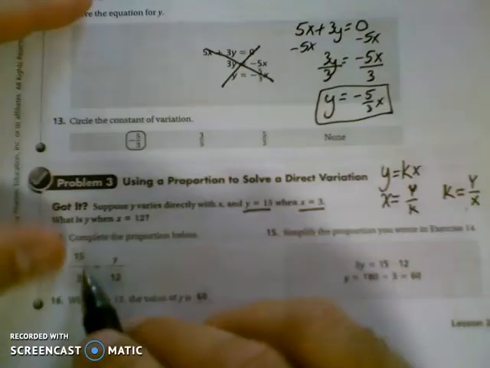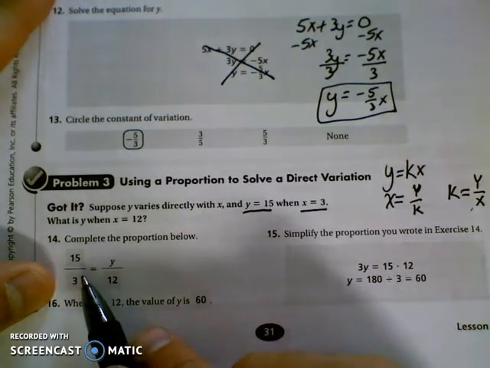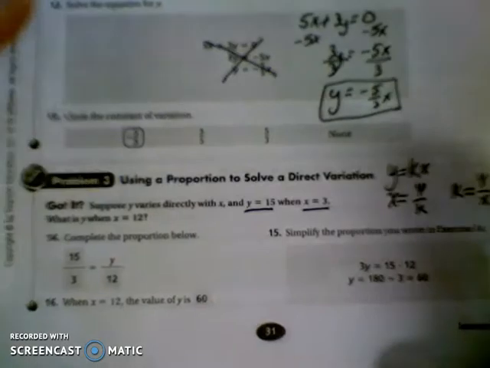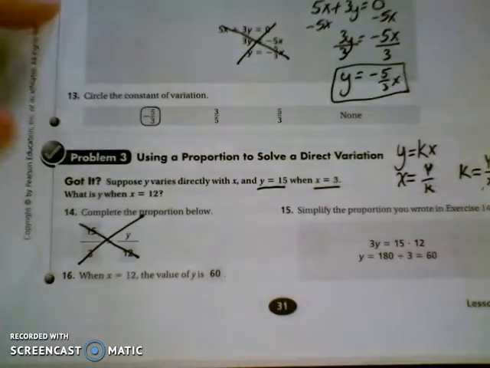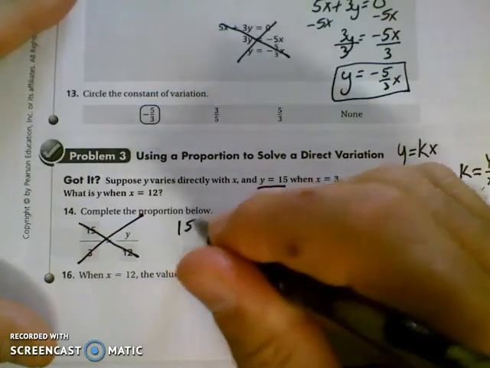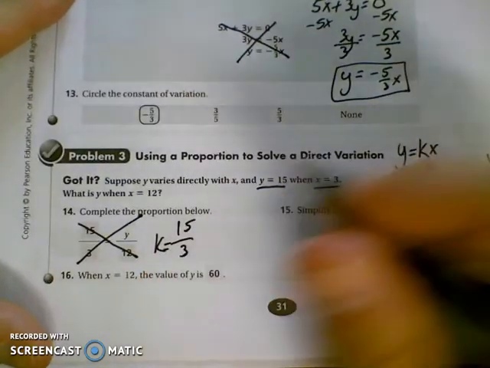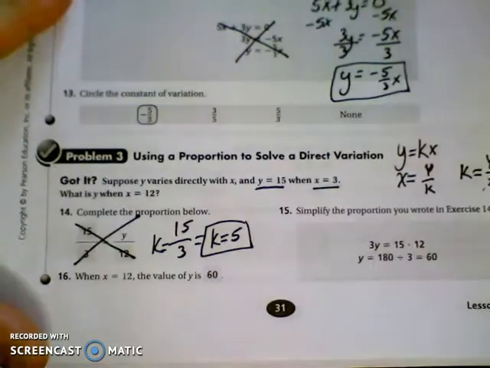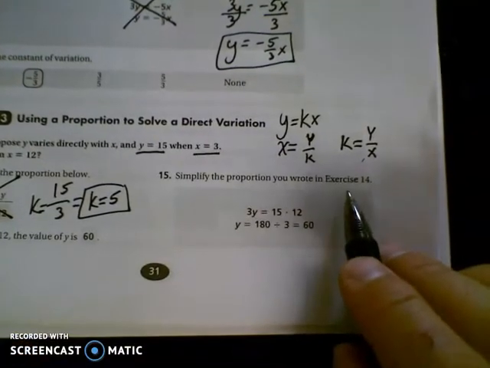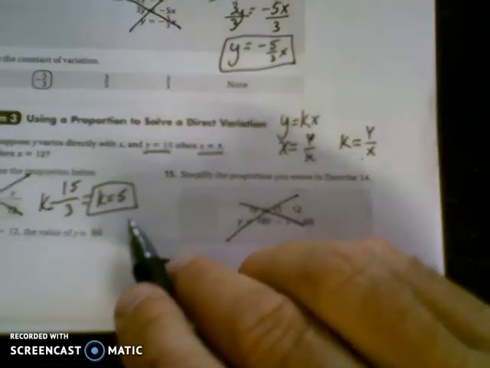So let's do that. 15 over 3, look right there, they did it for you. And 15 over 3 is 5. So we don't need to do all of their cross multiplying if we don't want to. We can just do 15 divided by 3. K equals 15 divided by 3, which is k equals 5. And simplify the proportion for exercise 14. We already did that over here. So k is 5 is the most important part.